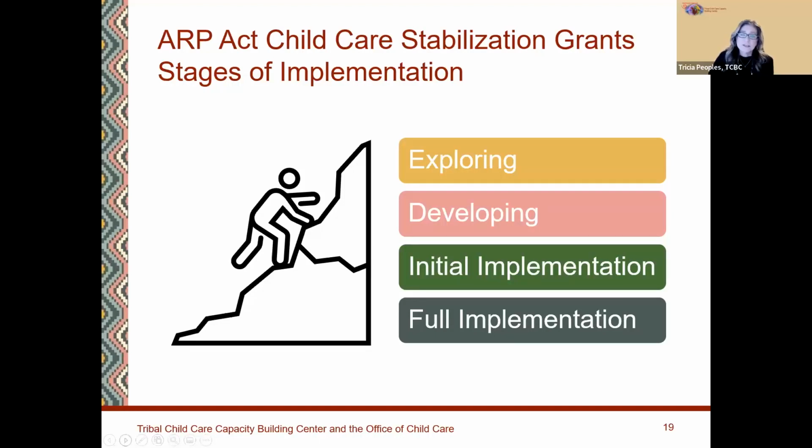At full implementation, which is the last stage, your program meets all components in this requirement. All of the components are embedded in your program's policies and procedures and practices. Systems are in place for monitoring, training, and communicating regarding the standard. Staff is consistently implementing the requirement and adhering to established policies and procedures. This requirement is part of your ongoing program and staff operations, and it is updated regularly to ensure best practices.